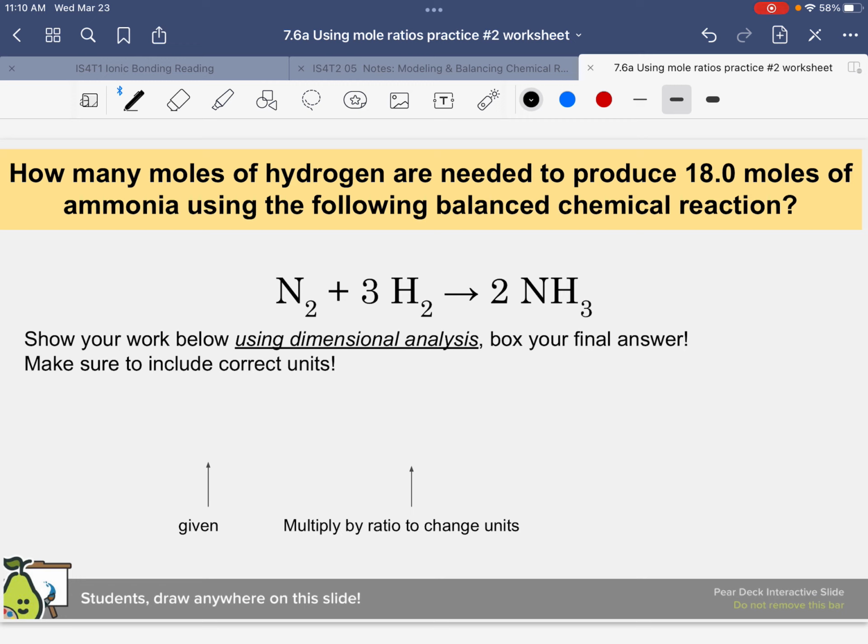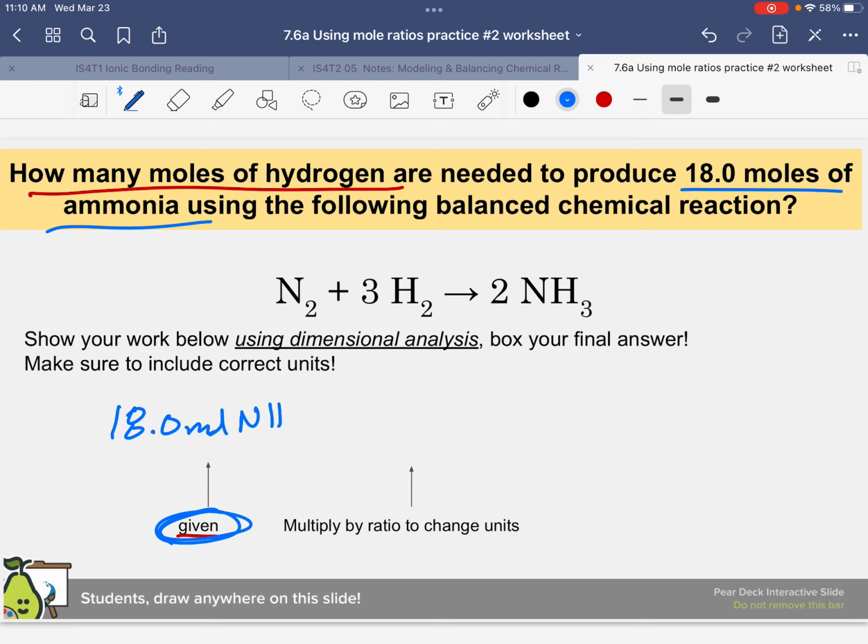And pause the video. All right, so once again, I'm going to look at what's given, what's find. So my given is how many moles of hydrogen. So this time I'm looking for moles of hydrogen needed to produce 18 moles of ammonia. So my given is what I have underlined in blue, and I'm looking for what's in red. So my thought process, write my units, moles of ammonia. I know I'm going to multiply by at least one thing.